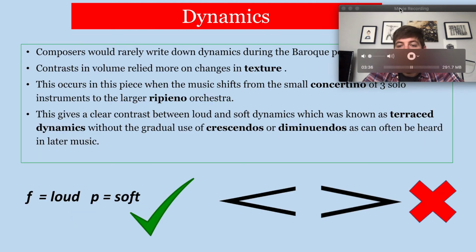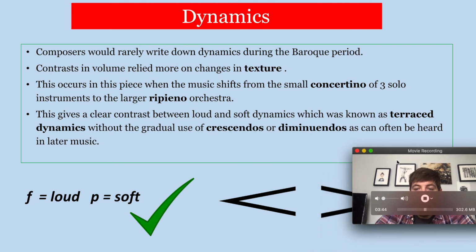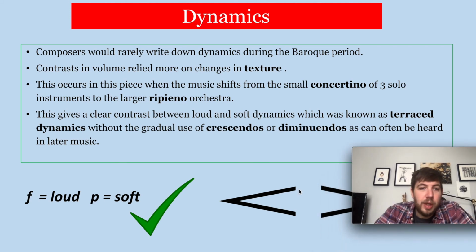As for dynamics, now composers would rarely write down dynamics during the Baroque period of time, mainly because, again, as I said, they didn't really use dynamics very often. And the contrast in volume and dynamics relied more on the amount of instruments that are playing, so the texture, rather than that instrument's ability to play loudly or quietly.